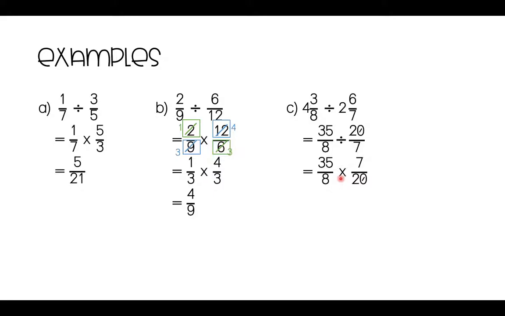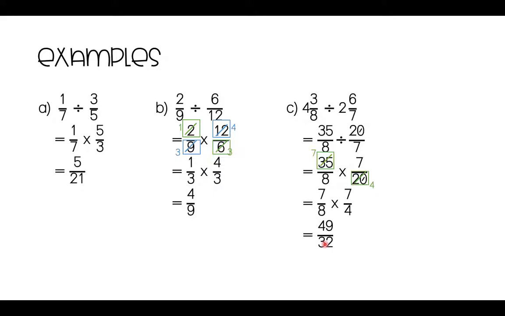Now look to see again if you can simplify. 8 and 7 can't be simplified, but 35 and 20 can. So what is the highest common factor of 35 and 20? Well, if the number ends in 0 or 5, 5 will always go into it. So 5 goes into 35 7 times, and it goes into 20 4 times. So if we were to rewrite this, we would get 7 times 7 over 8 times 4.